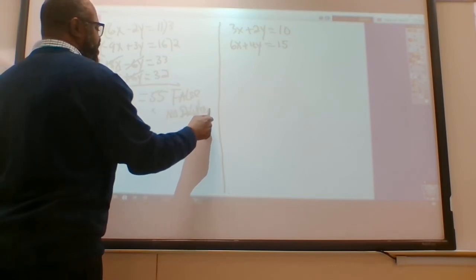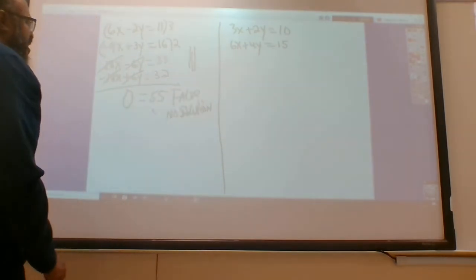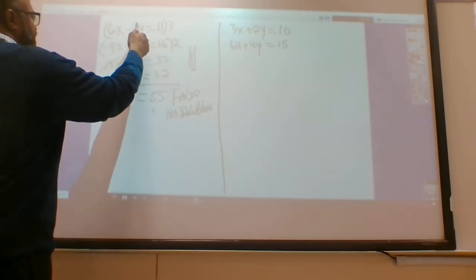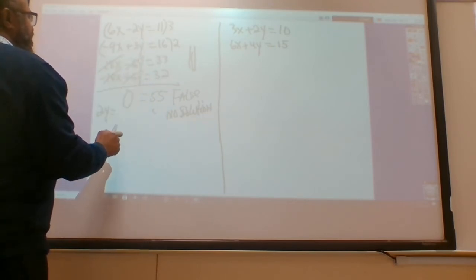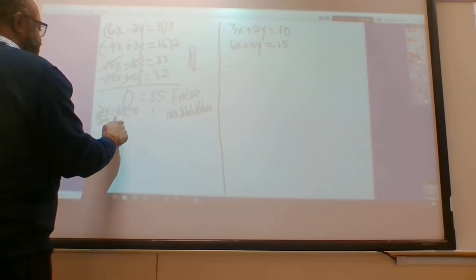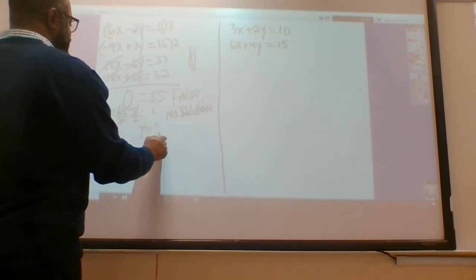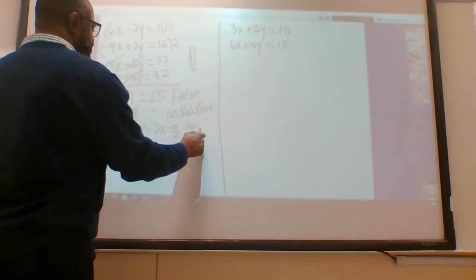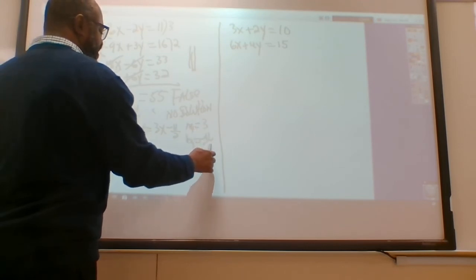That is a false statement. In this case, the lines must be parallel: same slope, different intercept. Let's explore that. If I'm solving for y, I can add 2y and subtract 11, and I will have 2y is equal to 6x minus 11, divided by 2. I will have y is equal to 3x minus 11 half. My slope is 3. My b1 is negative 11 half.